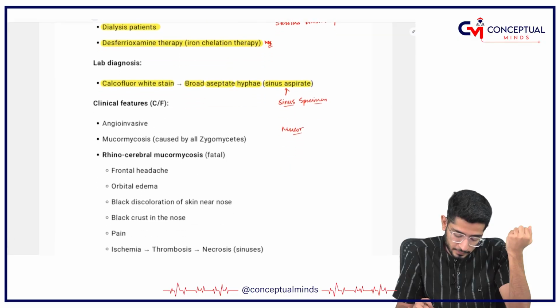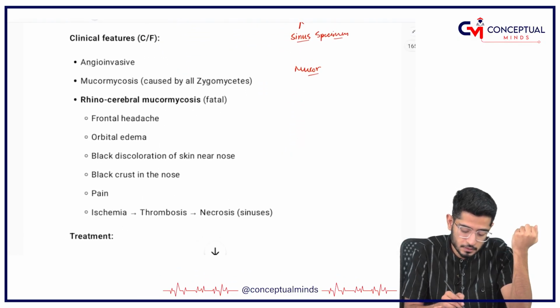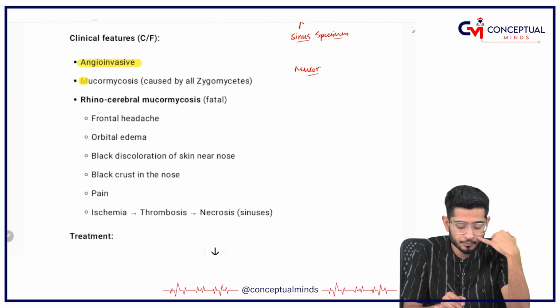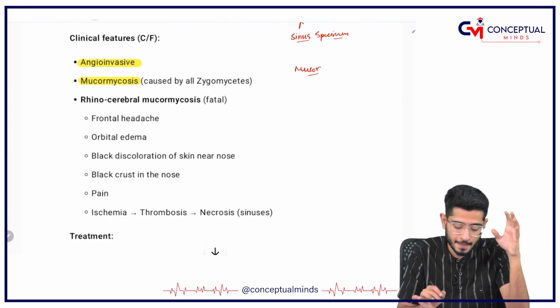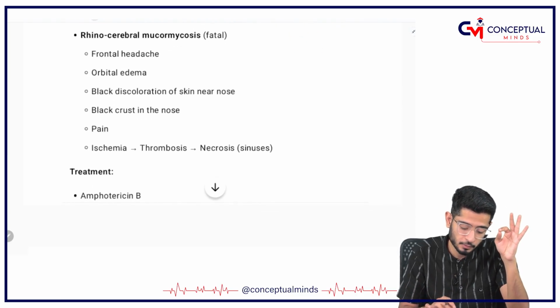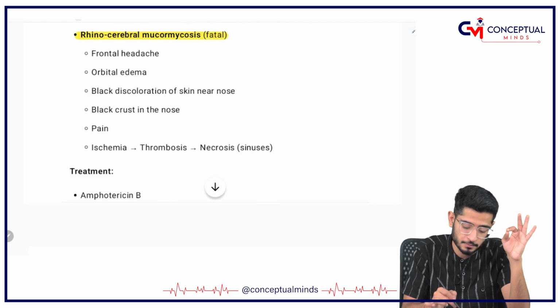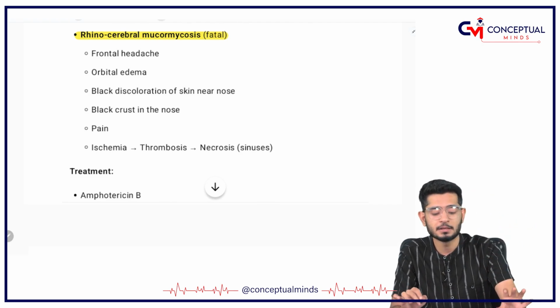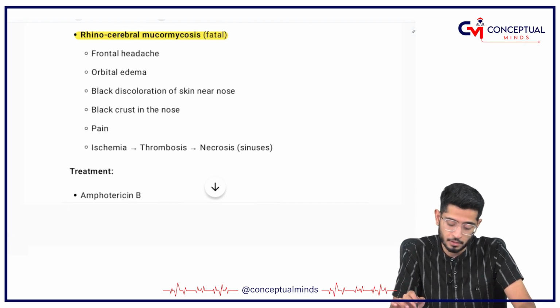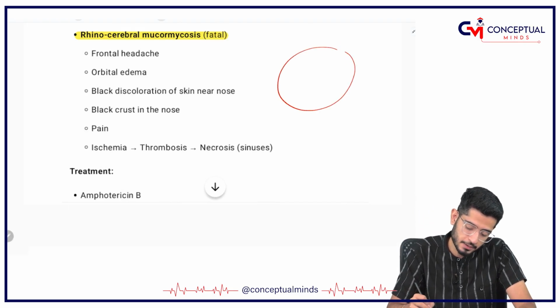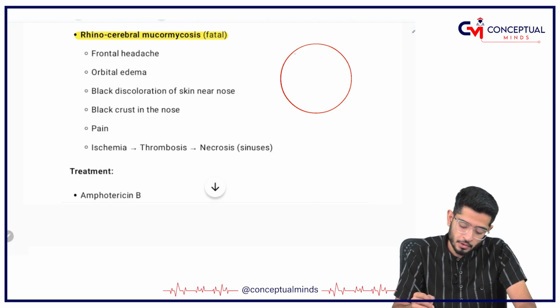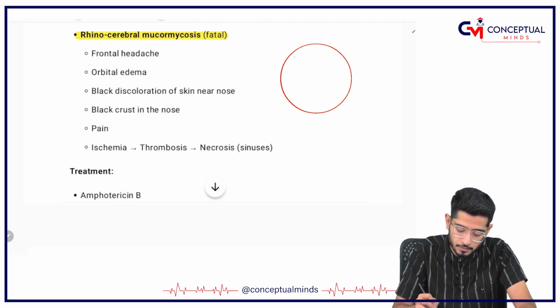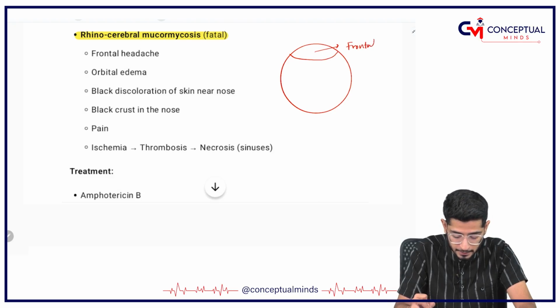Yeah. So after that, yes, this is also angio-invasive, that is why Mucormycosis was happening, and the most fatal one is the rhinocerebral Mucormycosis. The one which is traveling from the nose to the brain is the rhinocerebral Mucormycosis. So what does it cause? Okay, I will make a diagram to tell you. First of all, in the frontal lobe, it is responsible for causing frontal headache.